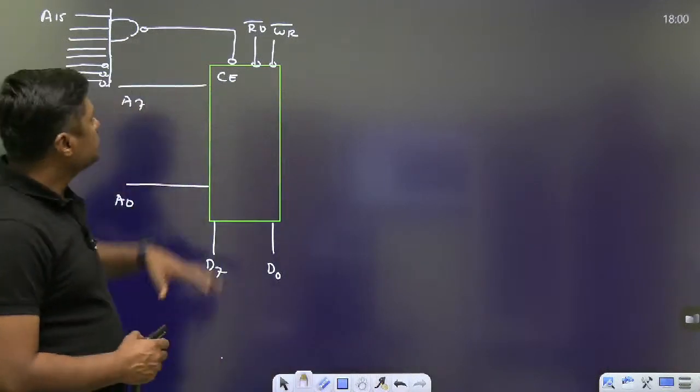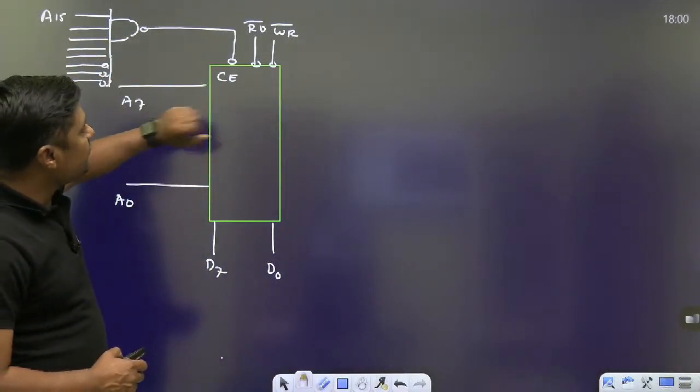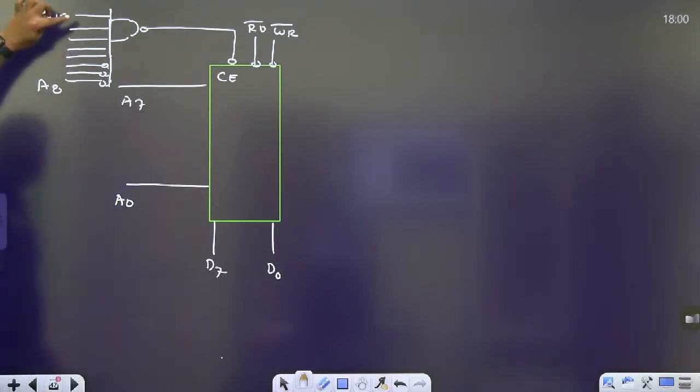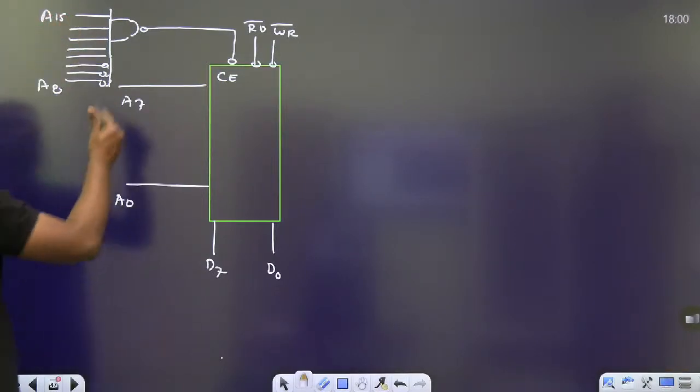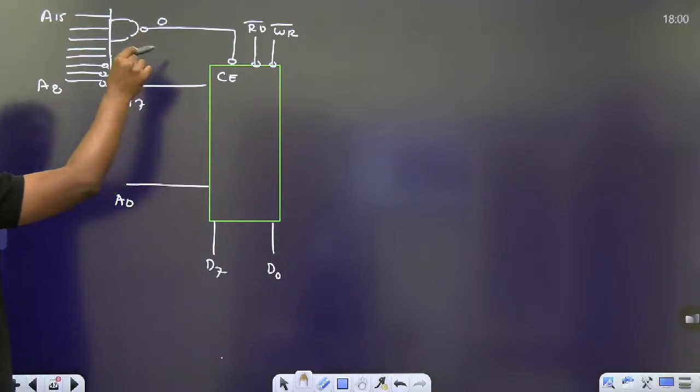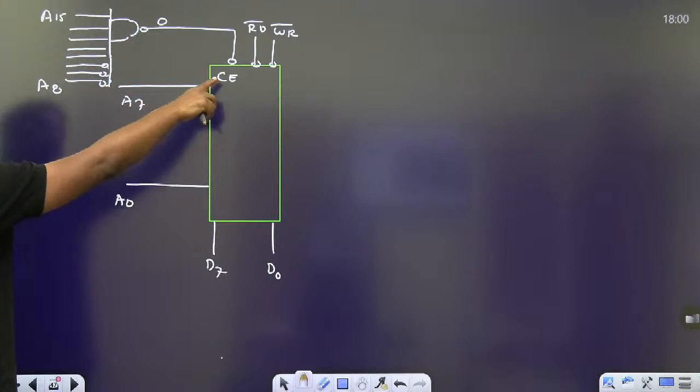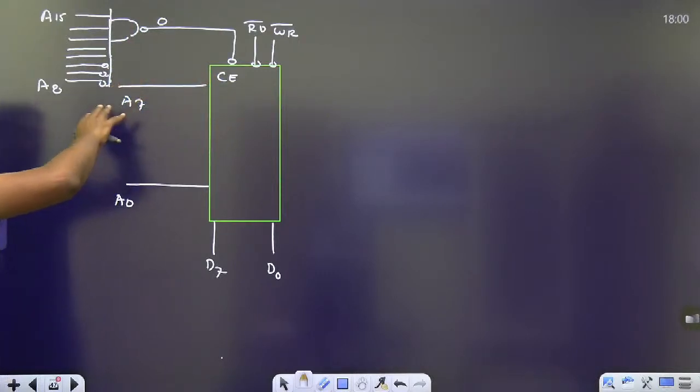First of all, always watch when this chip will be enabled. From A15 to A8, always watch this: when it is 1, 1, 1, 1, 1, and the last 3 pins will be 0, 0, 0, then the output will be 0. This is the NAND gate. When all the inputs are 1, the output will be 0. Then this particular chip will be enabled, and this is called lower order address lines.